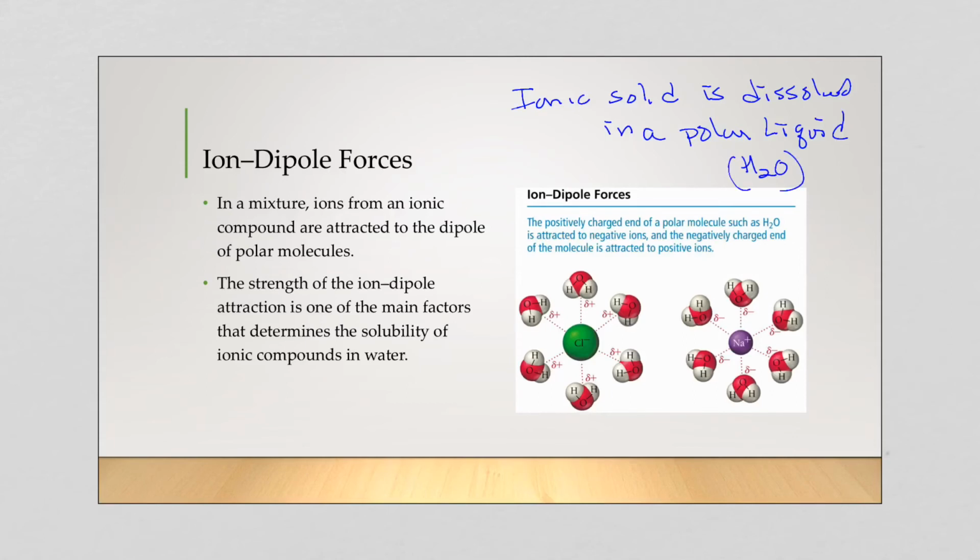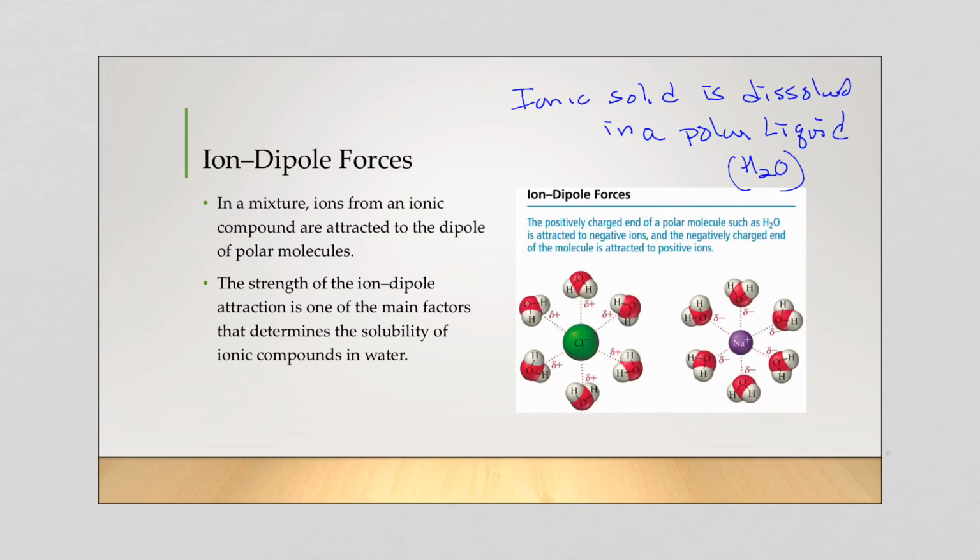Now, these are what we refer to as aqueous solutions of ionic compounds. So when we take sodium chloride, dissolve it in water, or some other ionic compound in water, one of the ways that we explain why these are so stable and why these materials dissolve so easily is the presence of these ion dipole forces. And so what are these?